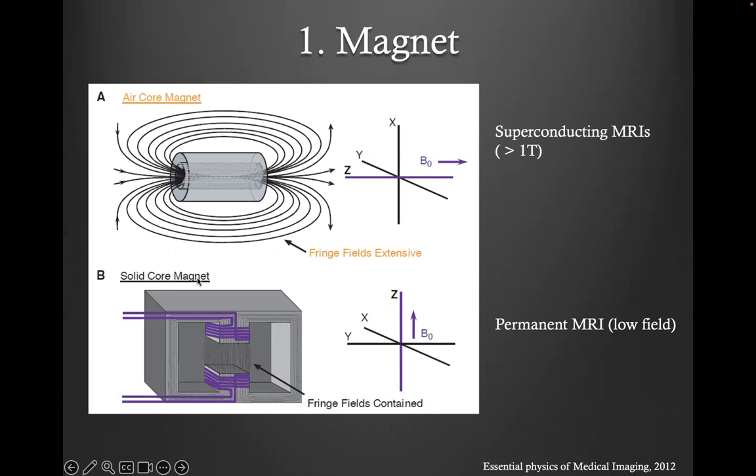And B is a solid core magnet. In the solid core magnet, it's very much like your North Pole and South Pole, like you have two magnets. With this construction, the B naught, your main magnetic field, will point vertically. And in this construction, your fringe field is actually very well contained. You don't have a lot of fringe field outside of the main area. Pretty much all the superconducting MRIs are of air core magnet construction. Pretty much anything beyond 1 Tesla is going to be an air core, horizontal magnet. The B construction is mostly for permanent MRI.